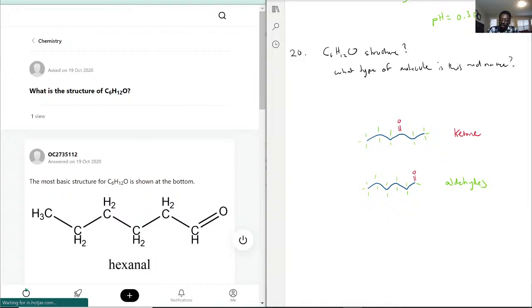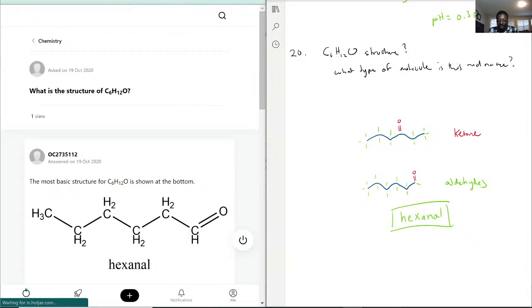In terms of naming, they have the name of the aldehyde, which is typically, you see 6 carbons, so that'll be hexane. But instead of the ane, you drop the E and add an Al there. So you have hexanal. That will be the aldehyde name for that.